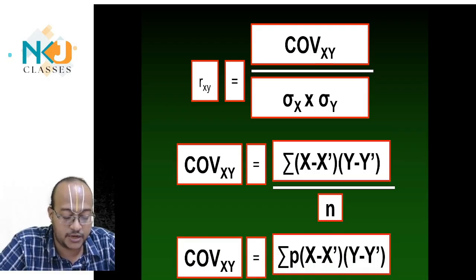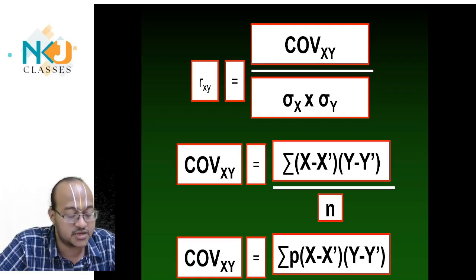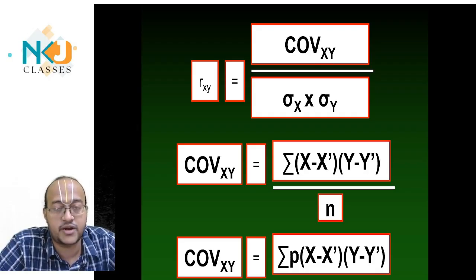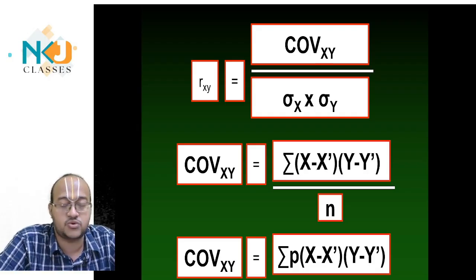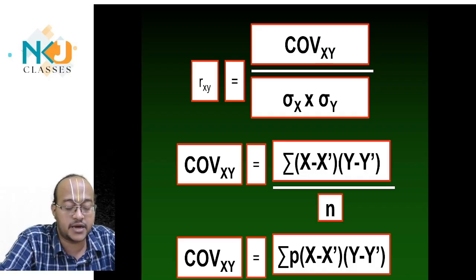Summation of probability into x minus x bar into y minus y bar. There is no n involved. Now this is covariance, not correlation. How to find correlation? You take this covariance and divide it by sigma x into sigma y.